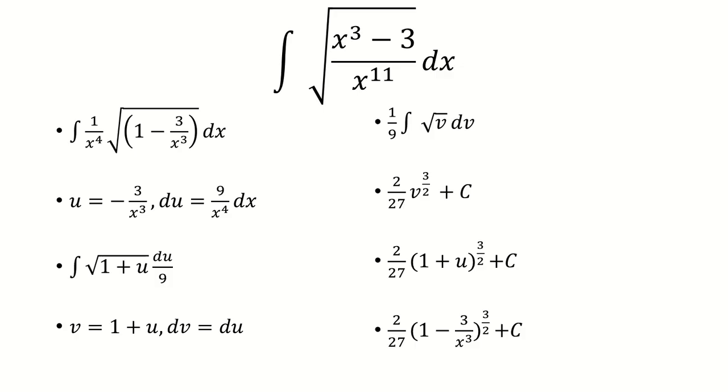But we said that v was 1 plus u, so it's 2 over 27 times 1 plus u raised to the 3/2 power plus c. And then finally, we said u was negative 3 over x cubed. So we substitute that back and get 2 over 27 times 1 minus 3 over x cubed raised to the 3/2 power plus c.